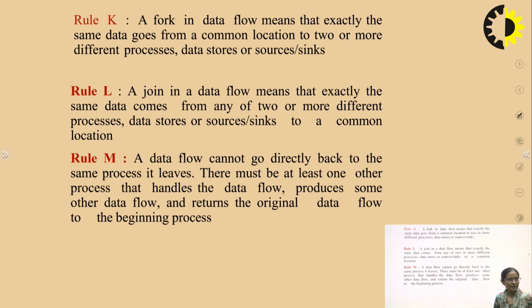What rule L says: a join in a data flow means that exactly the same data comes from any of two or more different processes, data stores, or source or sink to a common location.